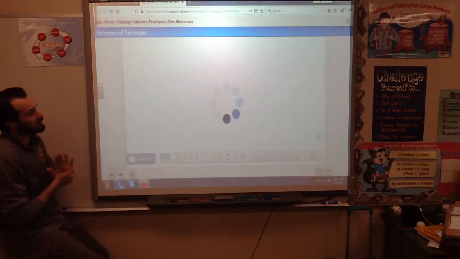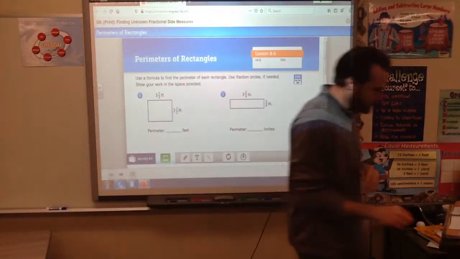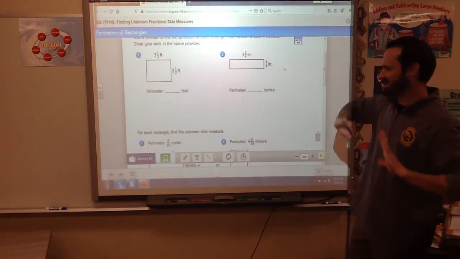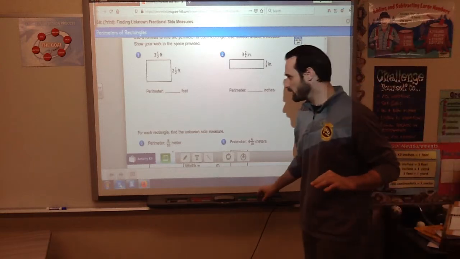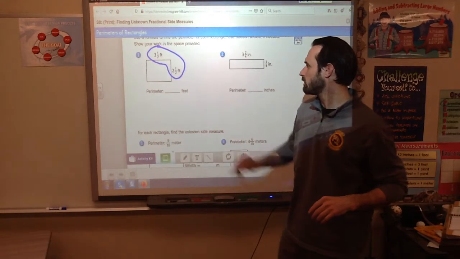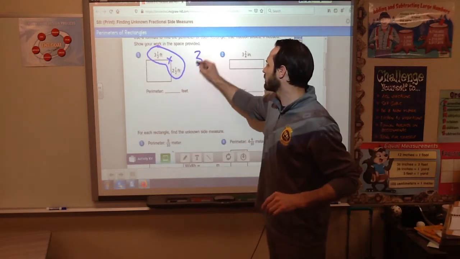So this now is, I believe, page 290. These are super easy. I'm going to show you how to do these. So easy, you're going to laugh. All you do is take these and add them together. So go ahead and do that.